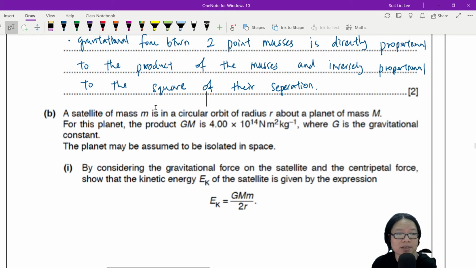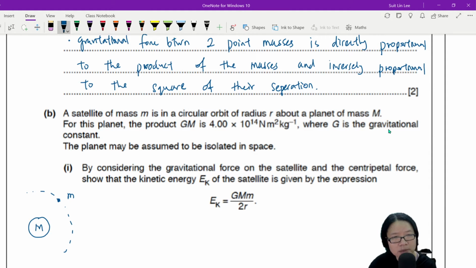A satellite of mass m is in a circular orbit about a planet of mass M. Okay, we have planet mass M here and a satellite here. I'm going to draw a tiny diagram at the side. This satellite is mass small m. The product GM is 4 times 10 to the power of 14 newton meter squared per kg. The planet may be assumed to be isolated in space. By considering the gravitational force on the satellite and the centripetal force, big hint here, show that the kinetic energy is given by this expression.